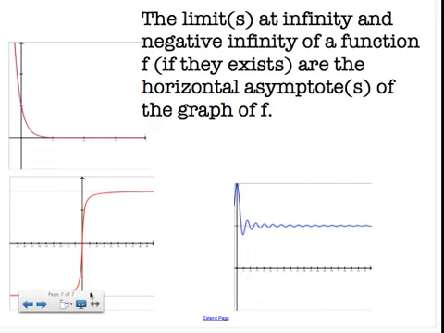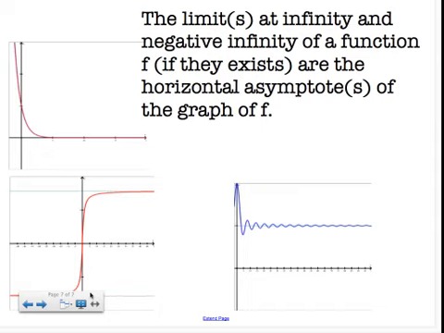Last thing to talk about here, and you may have already gathered this, but the limits at infinity have a graphical interpretation as well, and here's what it is. The limit, or limits, at infinity and negative infinity of a function, if they exist, are the horizontal asymptotes of the graph of f. So we couldn't tell you the whole story in pre-cal about what a horizontal asymptote really was, because it's a limit.